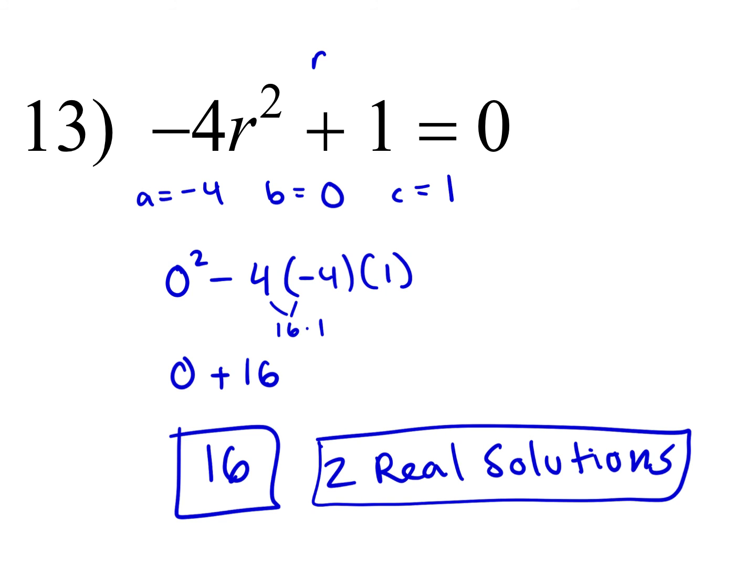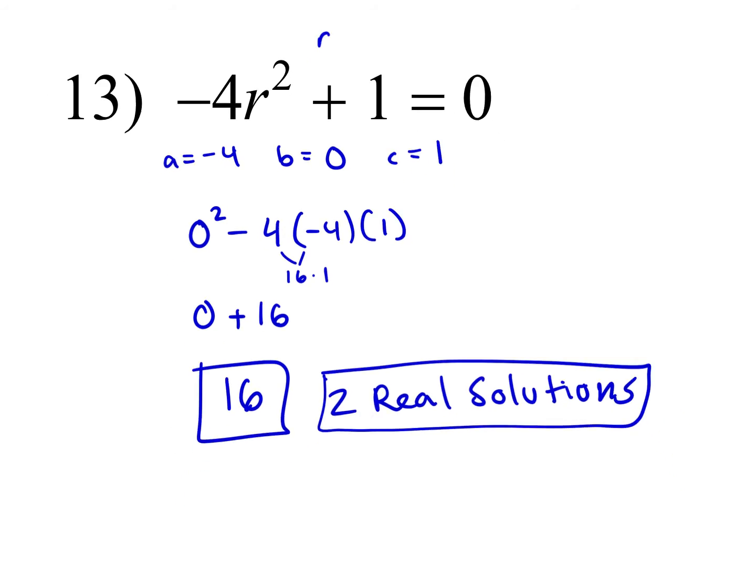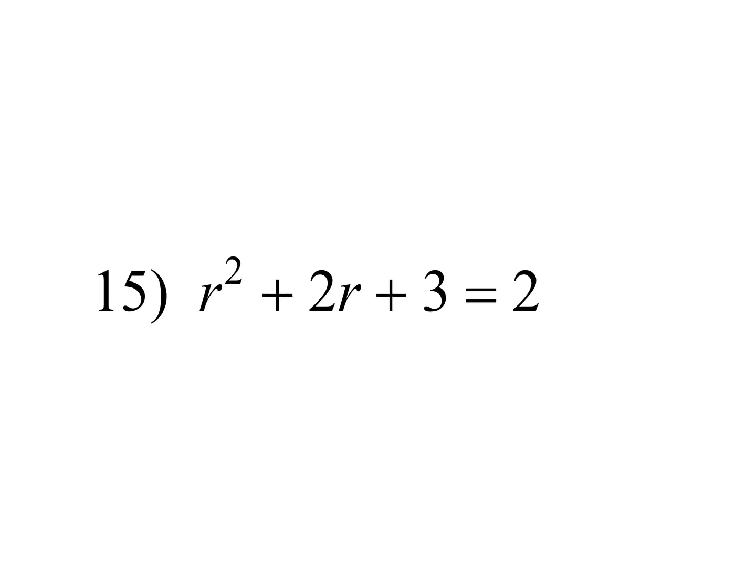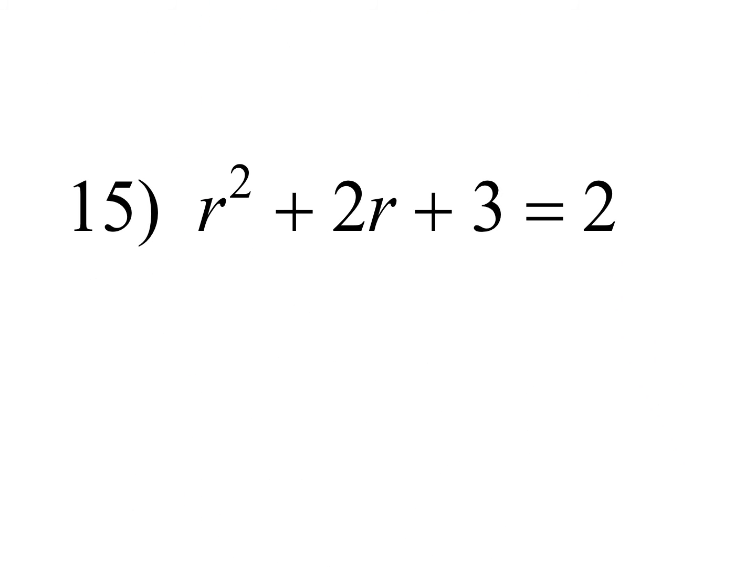Any questions here? All right, let's do 15. What should I do first? How do I get it equal to 0? Subtract 2. What's that 2 going to combine with? The 3. So I have r squared plus 2r, and what's 3 minus 2? 1.